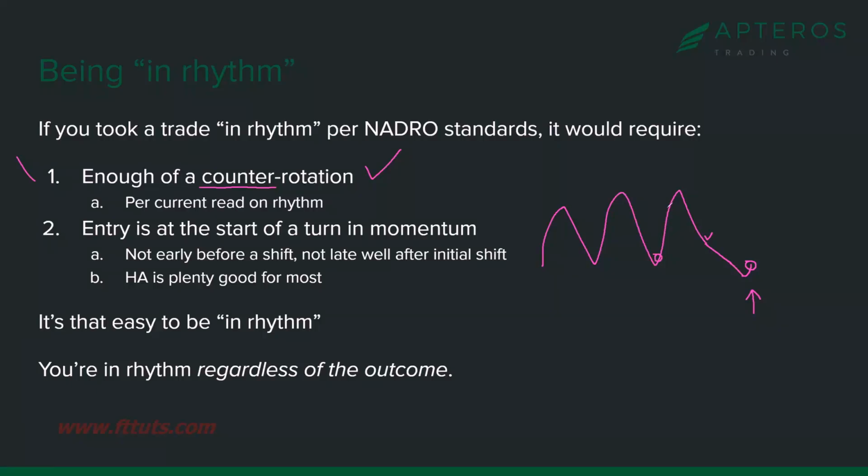We don't get in long here, right? That would be considered late. We don't get in long here. That would be considered early. That's not enough of a counter rotation. This is too late following the shift in momentum. It's kind of like the bears and the Goldilocks with the porridge. We need it to be just right. It really is that easy. This is not a rocket science concept.